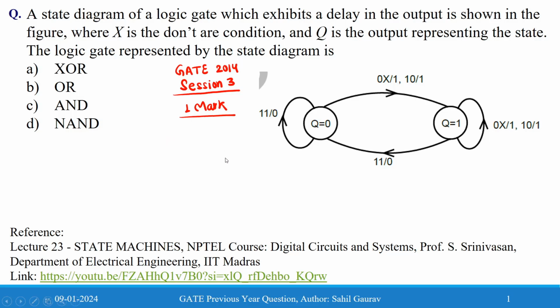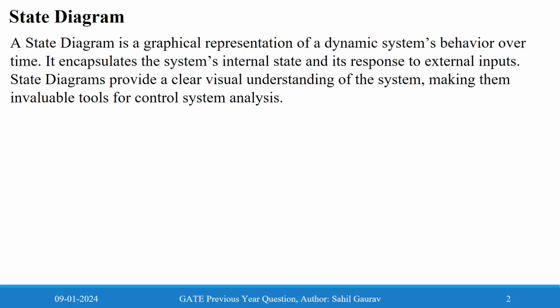Before we begin to solve this problem, let us have a definition of a state diagram. A state diagram is a graphical representation of a dynamic system's behavior over time. It encapsulates the system's internal state and its response to external inputs. State diagrams provide a clear visual understanding of the system, making them invaluable tools for control system analysis. That is very important. So let us solve this problem.